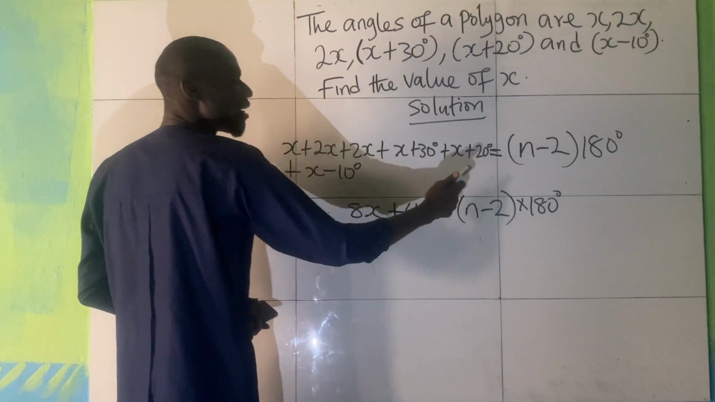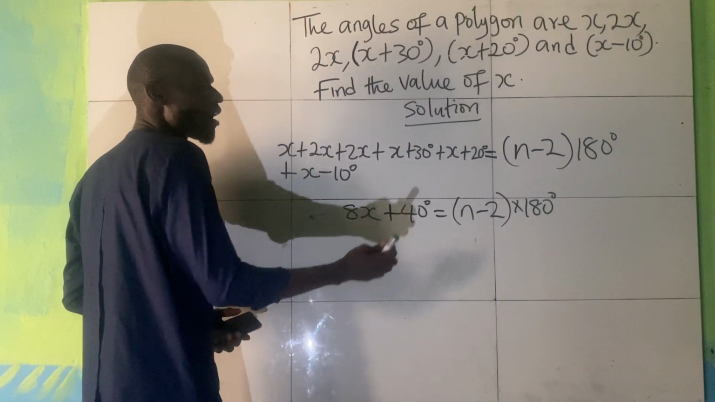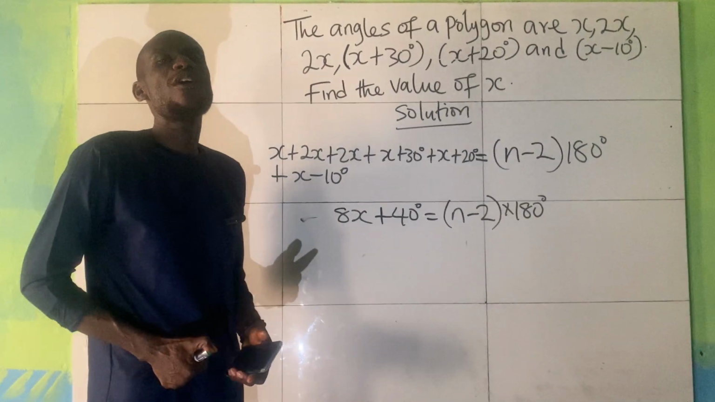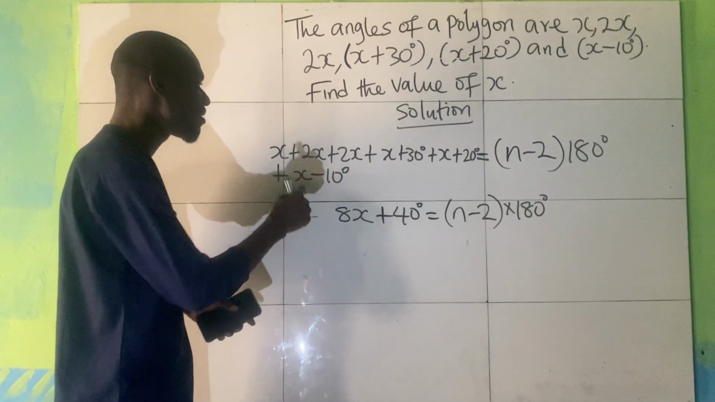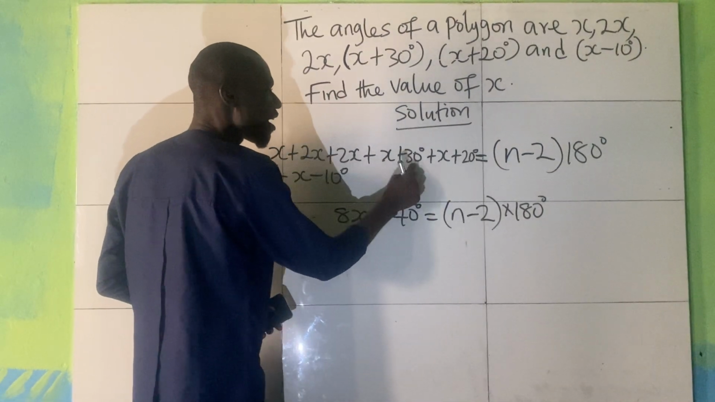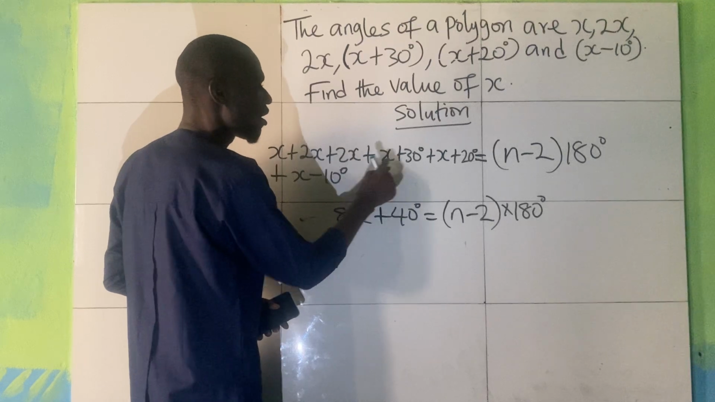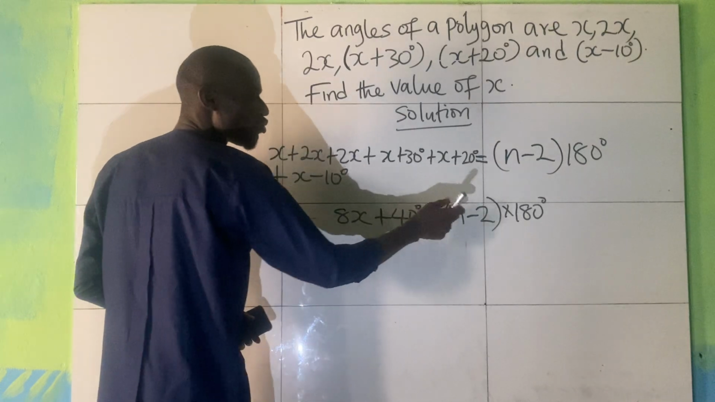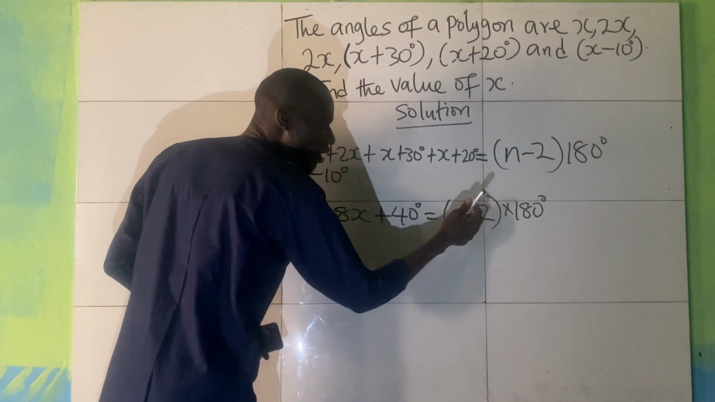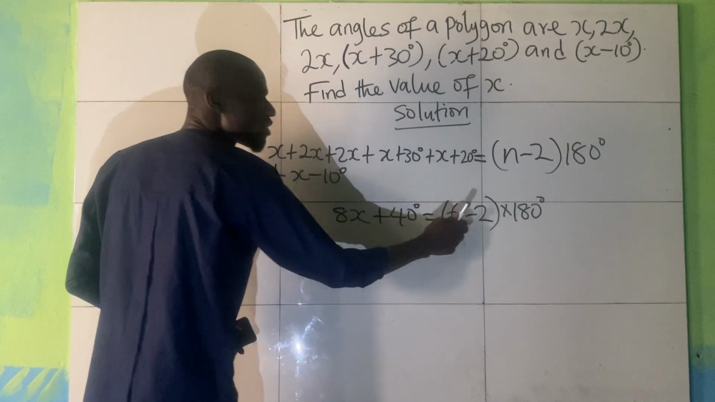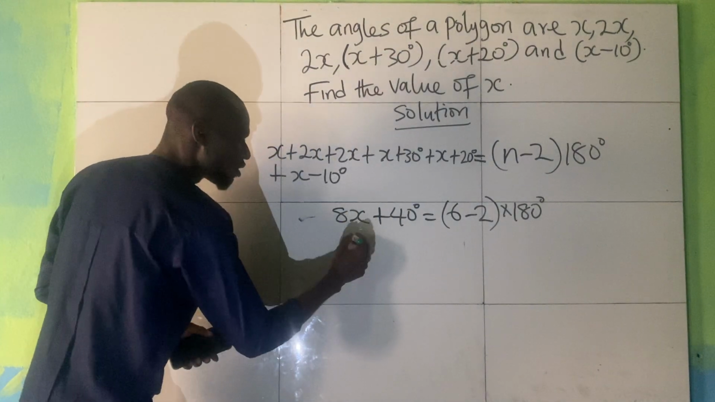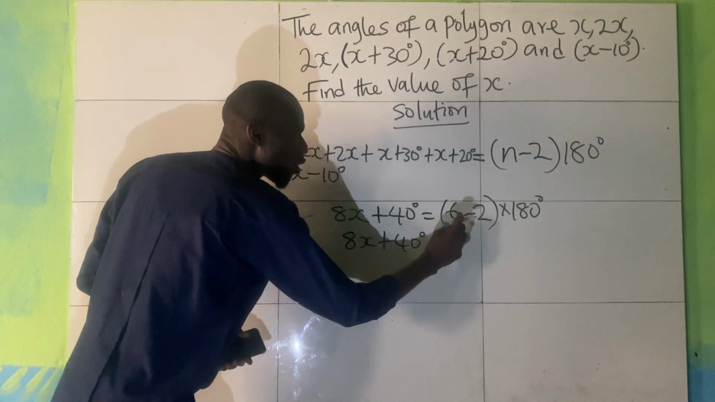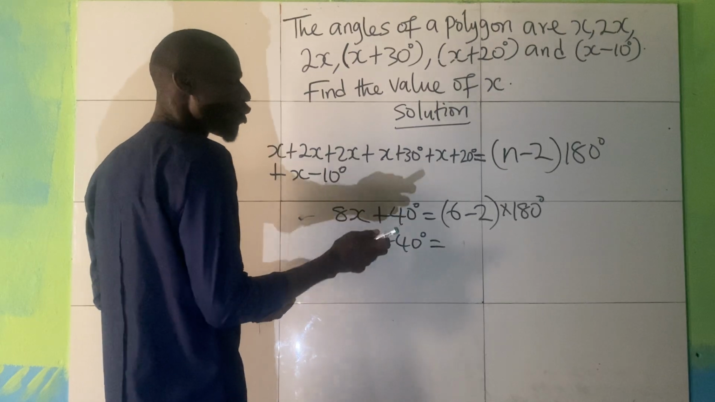Now, what is our n? When we talk about a polygon, the number of sides is equivalent to the number of angles. So if we count the sides, 1, 2, 3, 4, 5, and 6, it simply means that n is equal to 6. So in place of n, we use 6. Now, 6 minus 2 will give us 4. So we rewrite it as 8x plus 40 degrees is equal to 4 multiplied by 180.